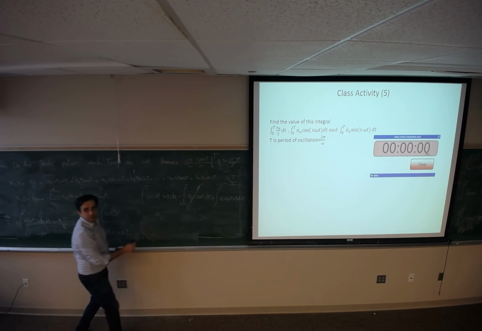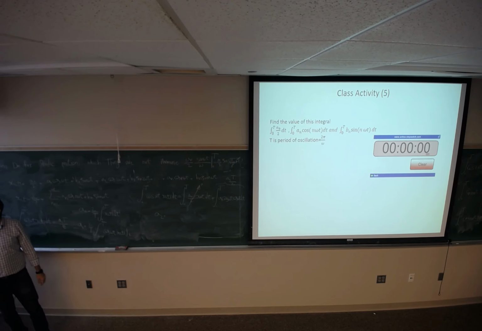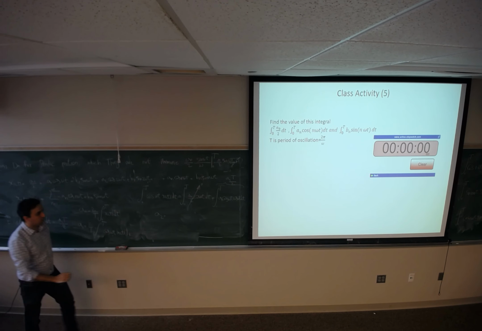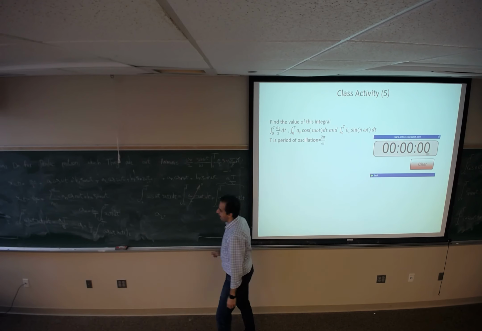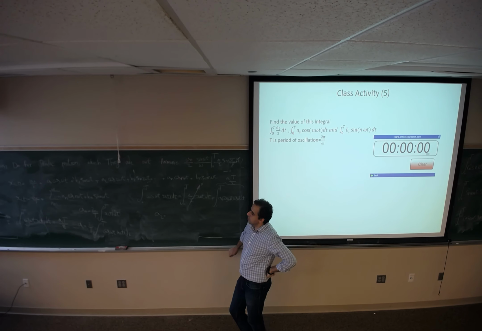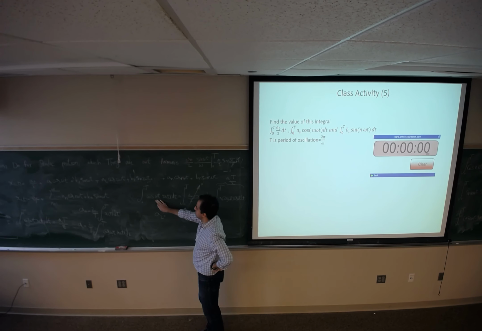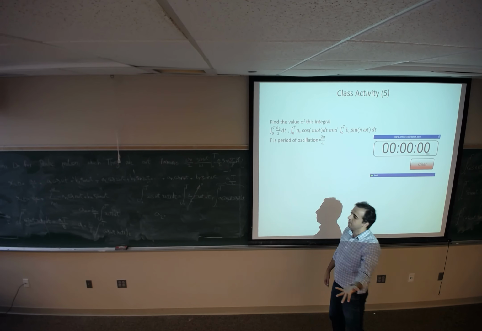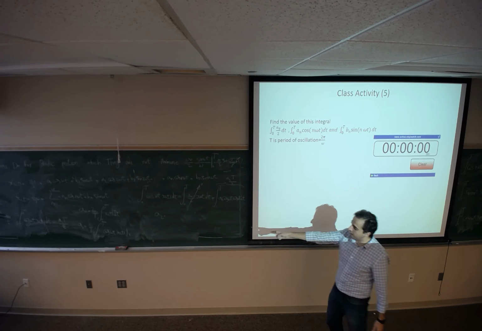How can I get a2? If I want to do the same things, what should I write for a2? For a1, I multiplied by cosine of omega t. For a2, I should multiply by cosine of 2 omega t. So what I'm going to get for a2?